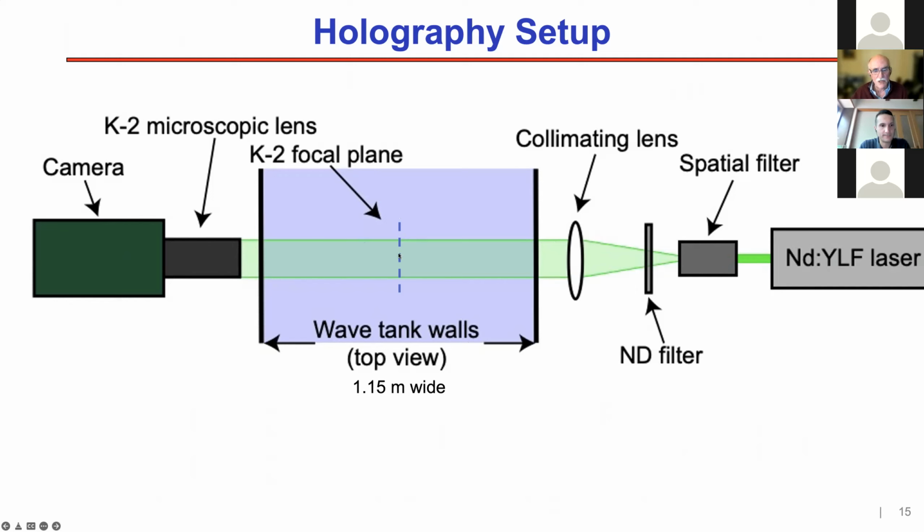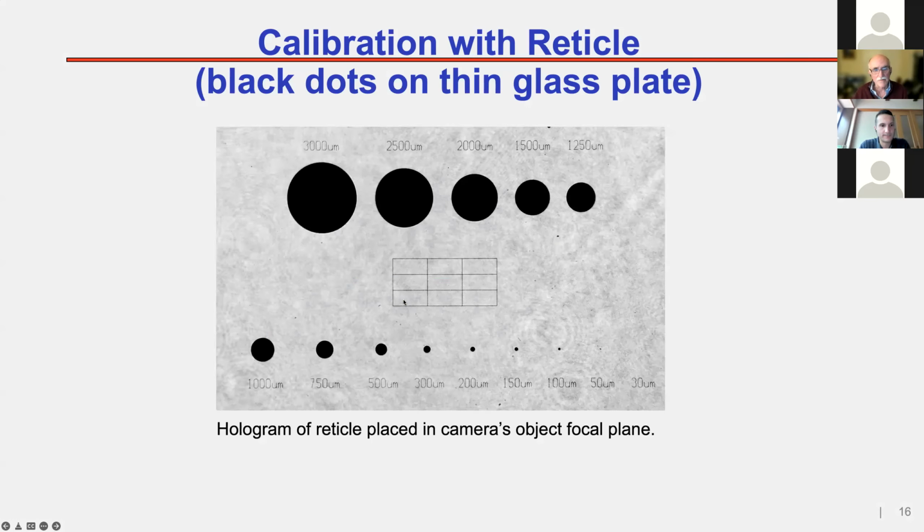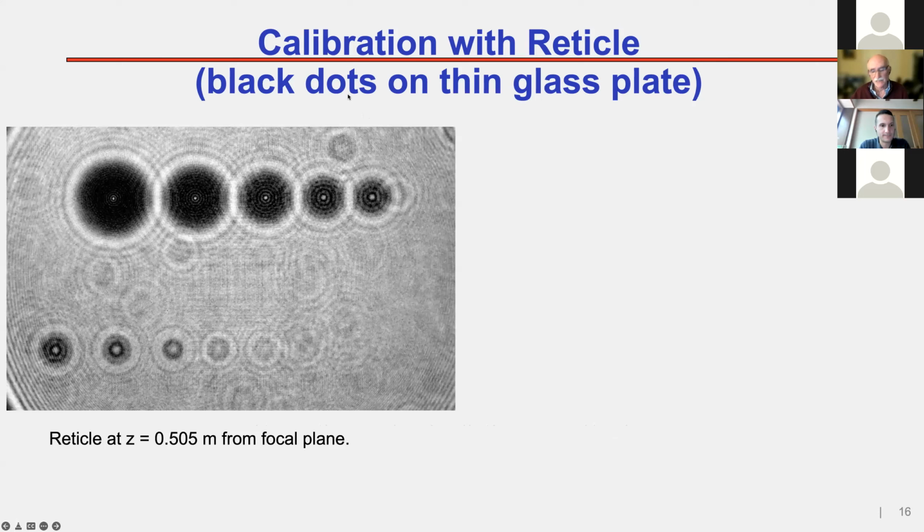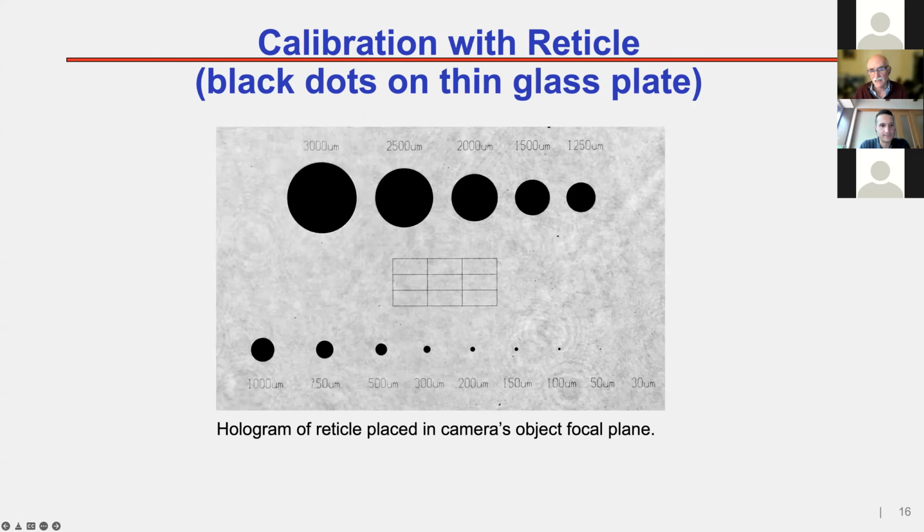It's focused in the mid-plane of the tank. And if you look at the holograms that you get from that, if you want to calibrate, what we use is called a reticle. It's a glass plate with black dots and lines on it, and it's carefully calibrated in size. And if you put the reticle in the focal plane of the camera at the center plane of the tank, you get an image that looks like this. All the dots are very sharp, and you can see a dot all the way down to 50 microns with ease. And if you look carefully, you can see one at 100 microns, at 30 microns as well.